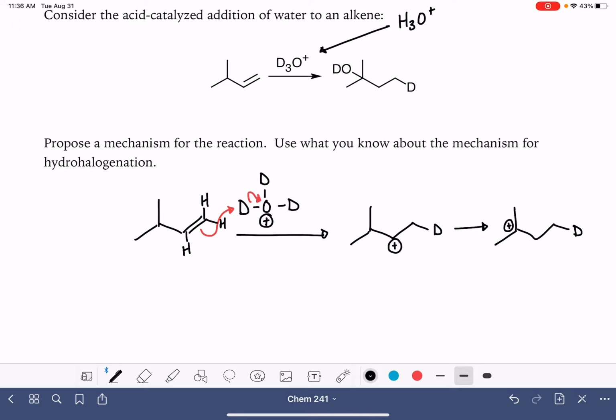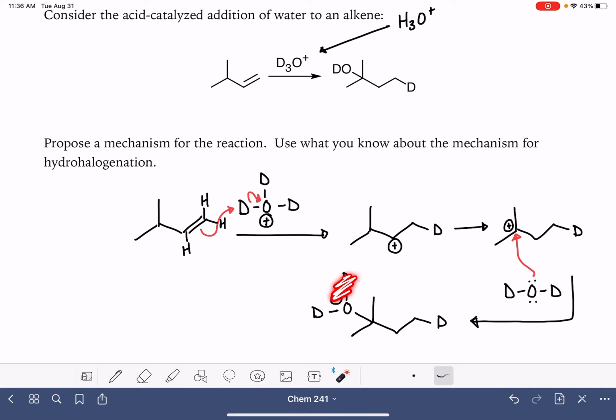Now, after that carbocation has been rearranged into something that is more stable, our water molecule, which is a deuterated water molecule, D2O, the lone pair of electrons on the oxygen are going to attack that positively charged carbon, which is going to give us an intermediate. It looks like this. We actually refer to this as a protonated alcohol because it's an alcohol molecule that's got an extra hydrogen on it.